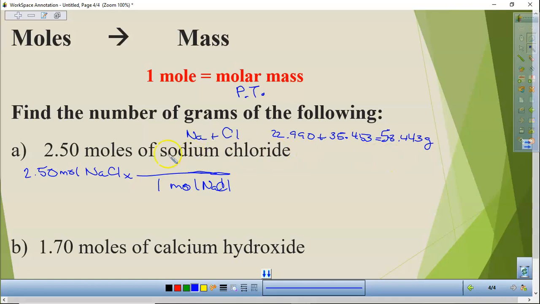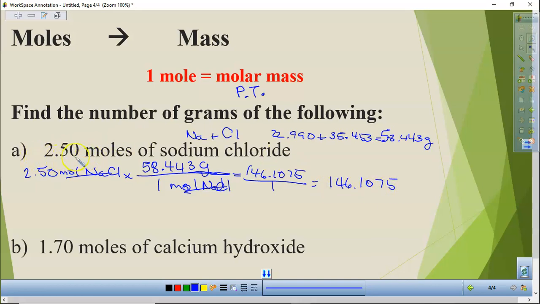That's the mass of sodium chloride, so I'm going to use that right here: 58.443 grams of sodium chloride. I have to cancel my units first, sorry. Then multiply what's in my numerator, 2.50 times 58.443, and divide by what's in the denominator, which is just 1. So 146.1075 divided by 1 is equal to 146.1075. How many sig figs can I have in my final answer here?